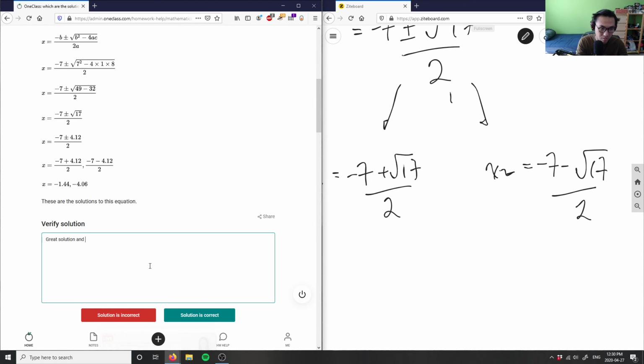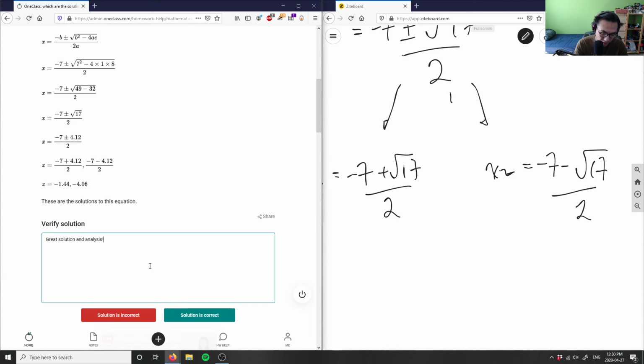So great solution and analysis here. And I'm just going to double check on my calculator that actually equals -1.4 here, but I'm pretty sure it does. So bear with me for a sec. -7 plus root 17 divided by 2 is -4.3. That's good, which is the first one there.